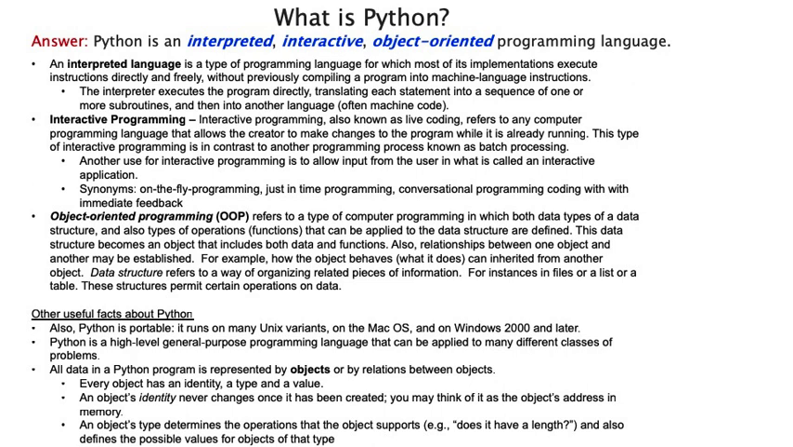All data in a Python program is represented by objects or by relations between objects. Every object has an identity, a type, and a value. An object's identity never changes once it's been created. You might think of it as an object's address in memory. An object's type determines the operations that the object supports. Does it have a length, for instance, and also defines the possible values for objects of that type. And we're going to show you how you can understand what a given type supports through the Python language itself. So it's a very wonderful language, and I'm so glad that you're here with me.